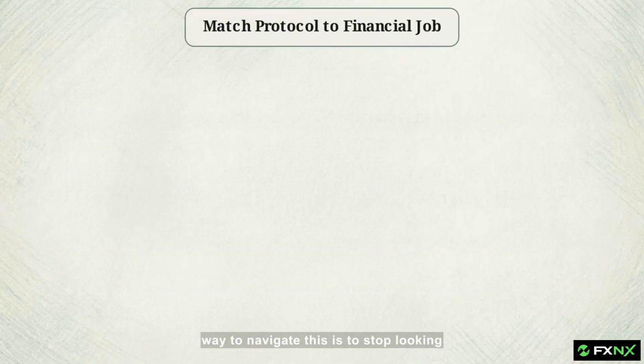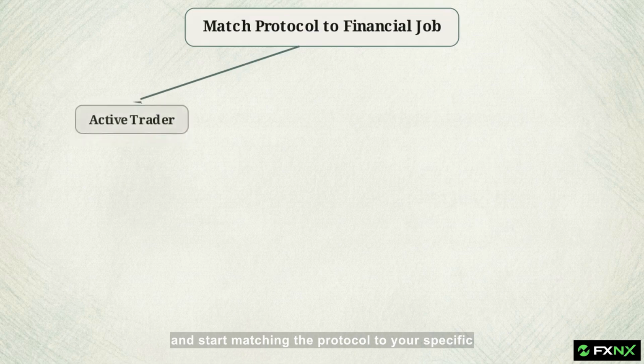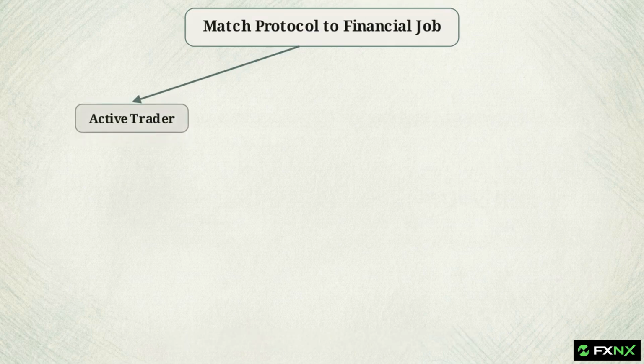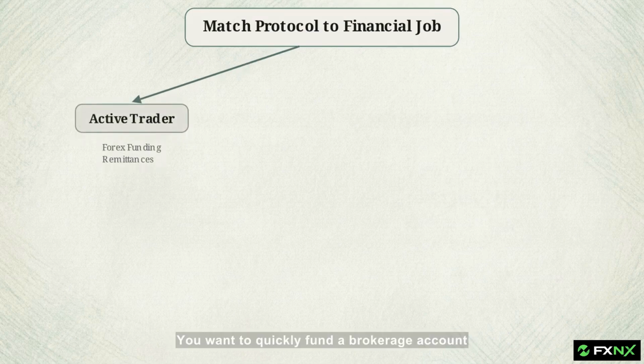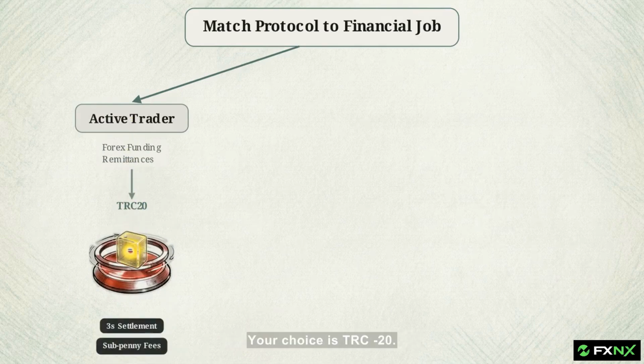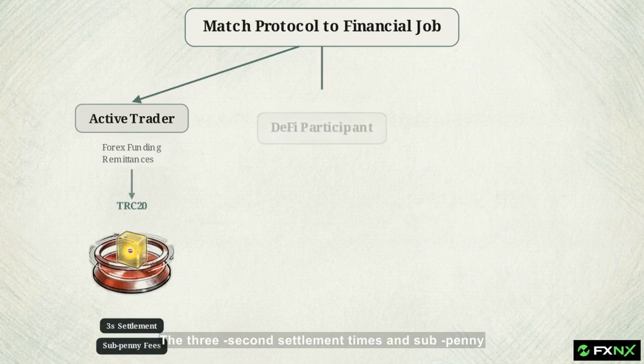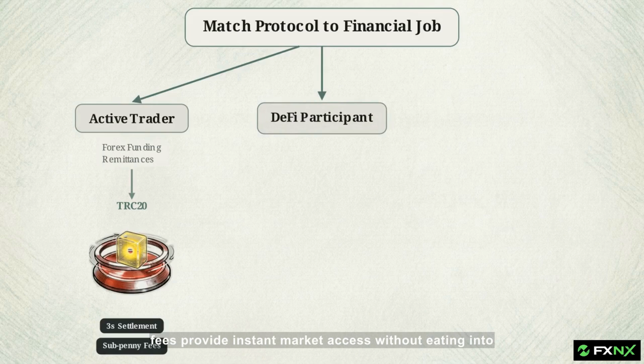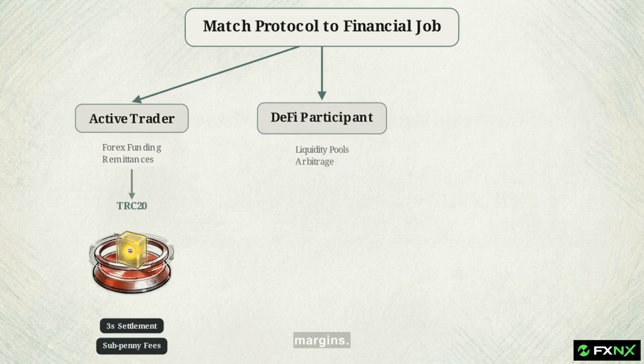As this decision tree outlines, the most practical way to navigate this is to stop looking for an objectively superior network and start matching the protocol to your specific financial job. Consider the active trader. You want to quickly fund a brokerage account like FXNX to trade Forex or send a fast cross-border remittance. Your choice is TRC20. The 3-second settlement times and sub-penny fees provide instant market access without eating into margins.